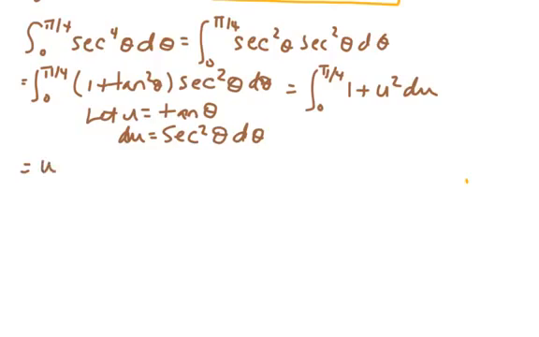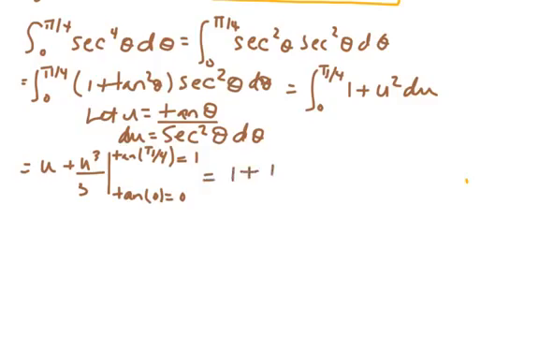So taking the antiderivative, you get u plus u cubed over 3. And now I'm going to evaluate tangent of 0, which is simply 0, and tangent of pi over 4, right, because that's what u is. Tangent of pi over 4 is 1. So this is just 1 plus 1/3, which is equal to 4/3.